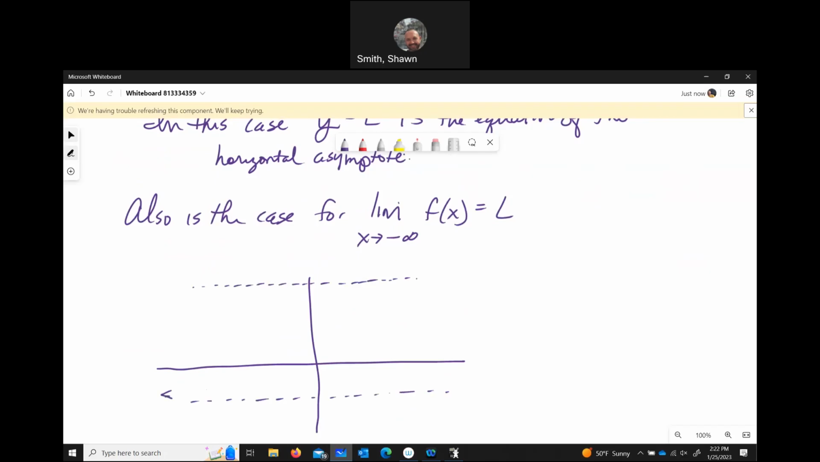All right, so first you've got a function like this, which has two asymptotes. So this one's L, you can call this one M if you wish. But as x is going this way towards infinity, you're approaching L. As x is going this way towards negative infinity, you're approaching M.